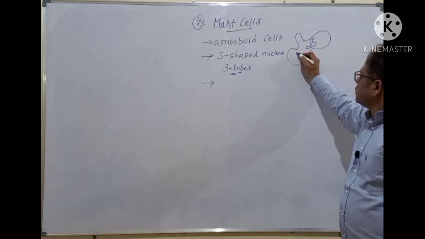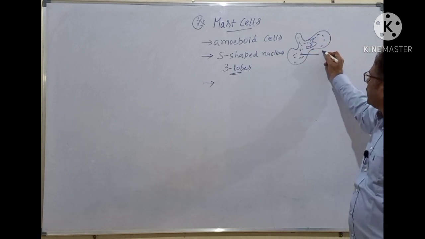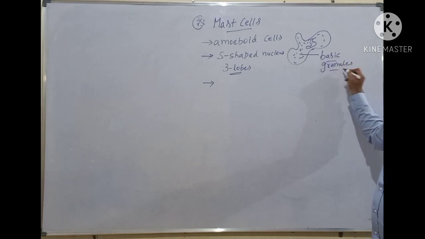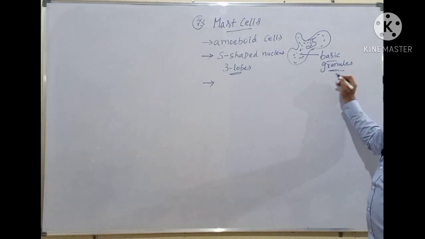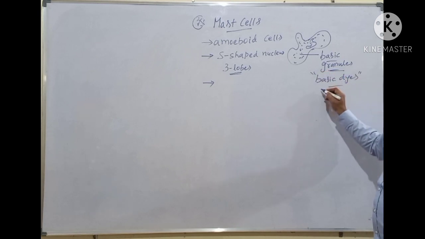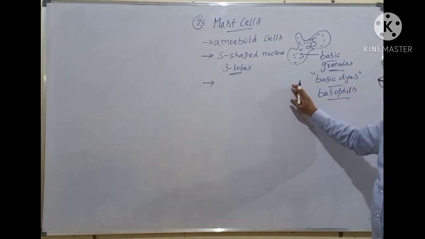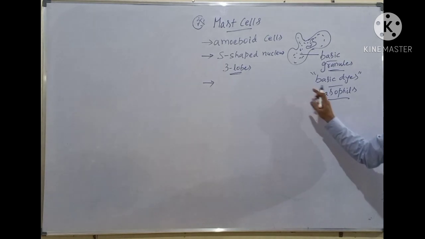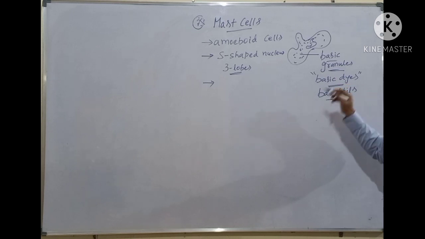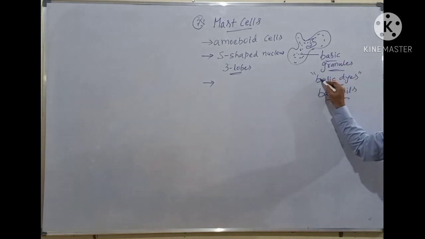Next one. The cytoplasm contains basic granules. These are the basic granules present in the cytoplasm. The basic granules respond to the basic dyes, just like the basophils. Among WBC, neutrophils, acidophils and basophils are there, among which the basophils also respond to the basic dyes. In the same way, the mast cells, because they contain some basic granules, also respond to the basic dyes.